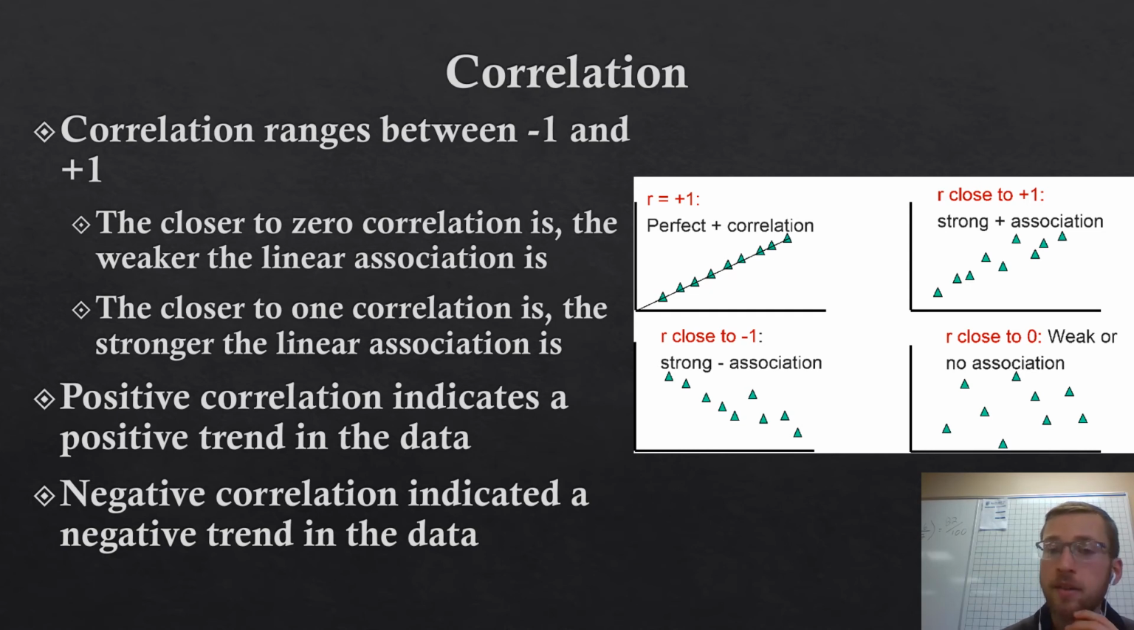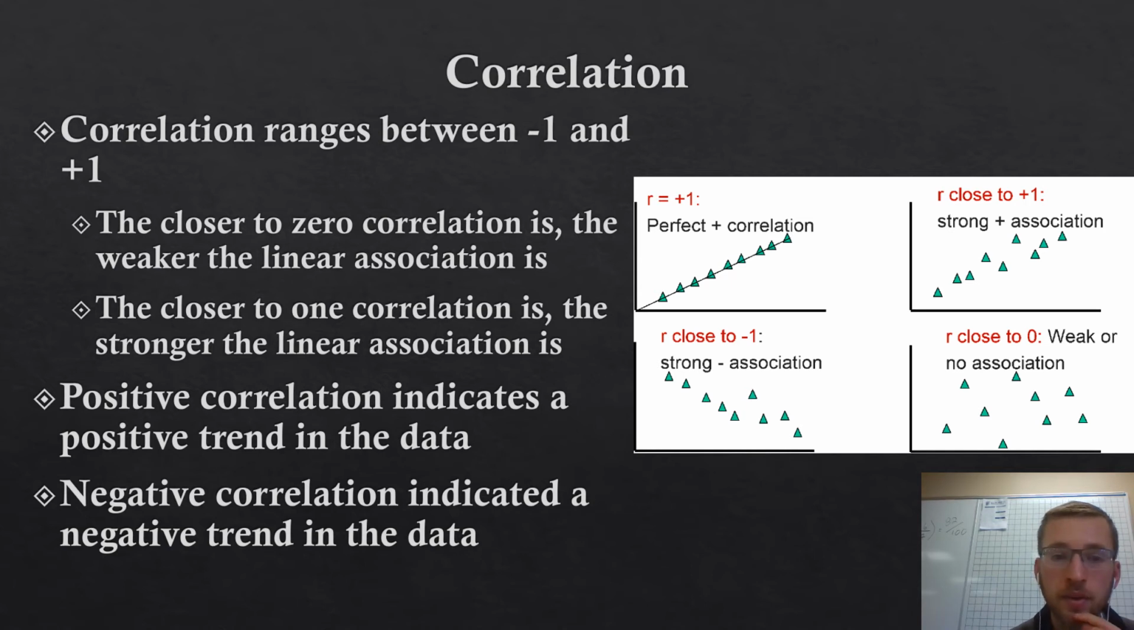So a couple of facts about correlation, or our R value. The correlation is going to range between -1 and +1. So we can't have any R values outside of that range. The closer our R value is to 0, the weaker the linear association is. So if you look at these 4 scatter plots, the bottom right one, if we had an R value close to 0, there's not really a clear pattern there. So it's kind of random scatter. That would be an R value close to 0.